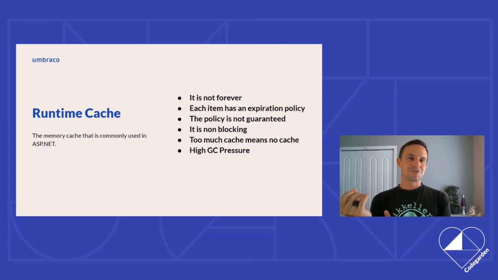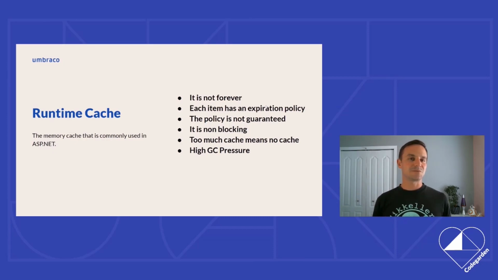So cache turnover happens because the runtime cache is like a time-based cache. It's not forever. Each item has an expiry policy. It's not guaranteed. It's not blocking. And by not blocking, what I mean is if your cache expires and you've got 100 requests coming in at the same time, those 100 requests don't wait for one request. They'll all hit the thing that is supposed to be cached. So your performance is going to go through the roof if that one thing performs quite badly.